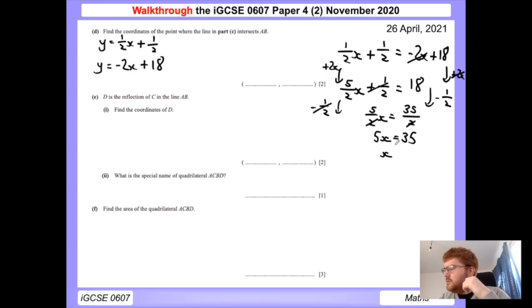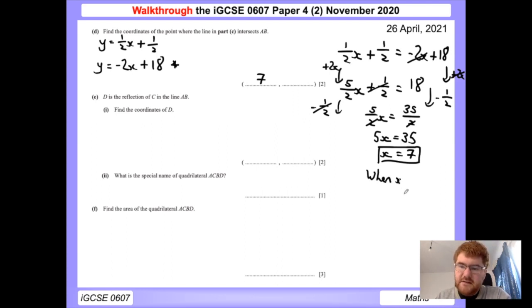And I'm going to get the coordinate of x equals 7. I'm not finished at this point. So we've got the x coordinate, but now we need to work out what the y coordinate is. You can substitute now 7 into either of these equations. So I'm going to substitute it into this one, but it doesn't matter which one. So when x is equal to 7 and y is equal to minus 2 lots of 7 plus 18, we work through algebra and then we get the answer of 4.